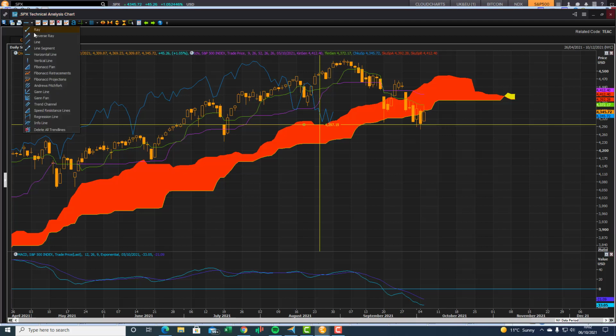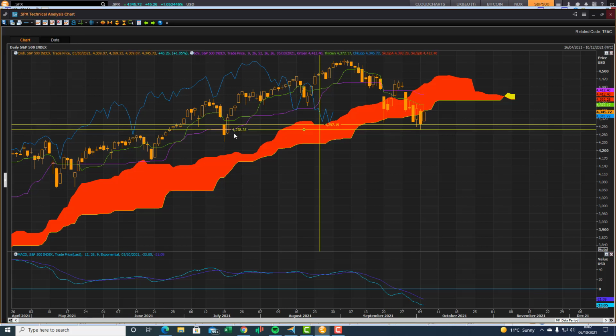If support fails at that level, then there's other levels to watch out for. Now, that level, 4278, is a standard line of the cloud, yeah? So you can see that acts as a support level as well, and in this case it's now going to act as a resistance level, as well as the turning line here. That's now somewhat of a resistance zone.